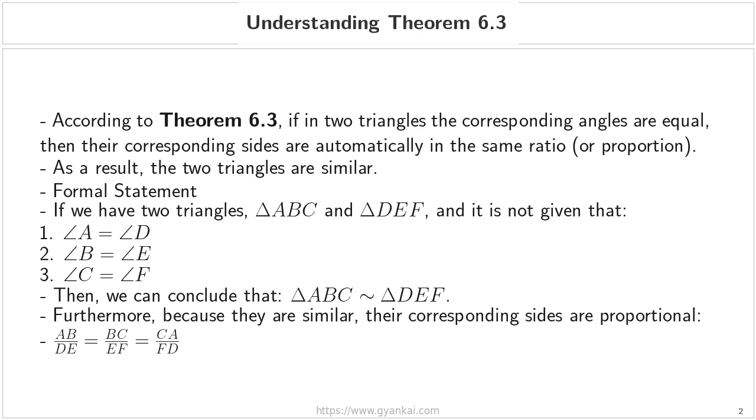But here is the most important part for solving problems. Because we have established that these triangles are similar, we can now move from angles to sides. We can state with certainty that the ratio of side AB to side DE is equal to the ratio of side BC to side EF, which is also equal to the ratio of side CA to side FD. In the next slide, I will show you a logical, step-by-step process on how to actually apply this theorem to prove similarity in your geometry problems.